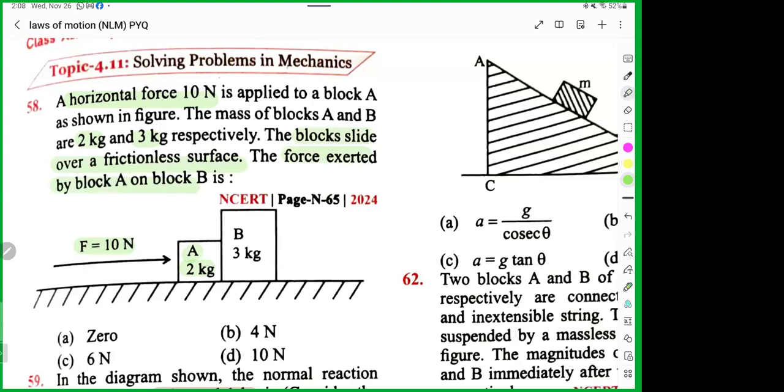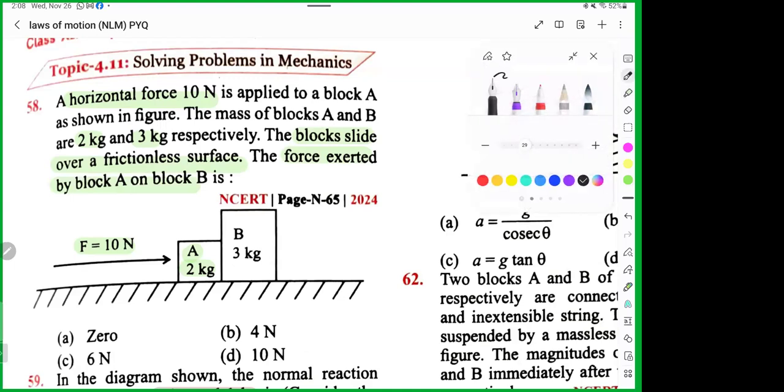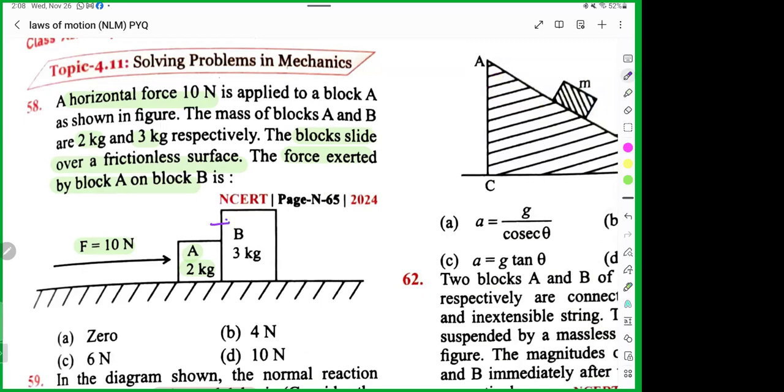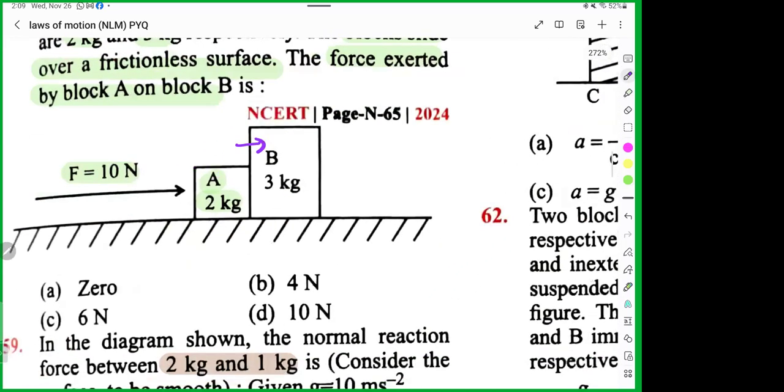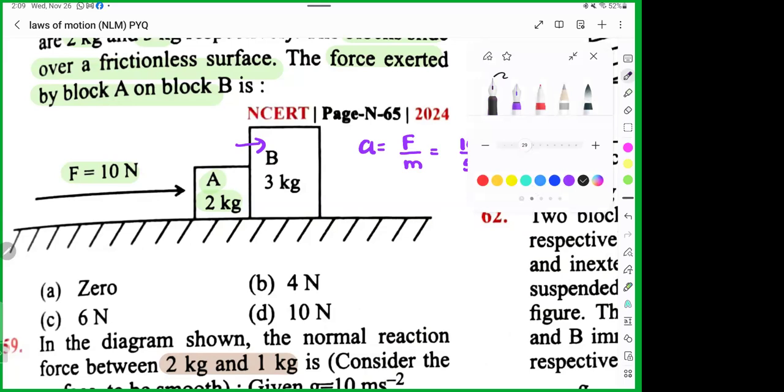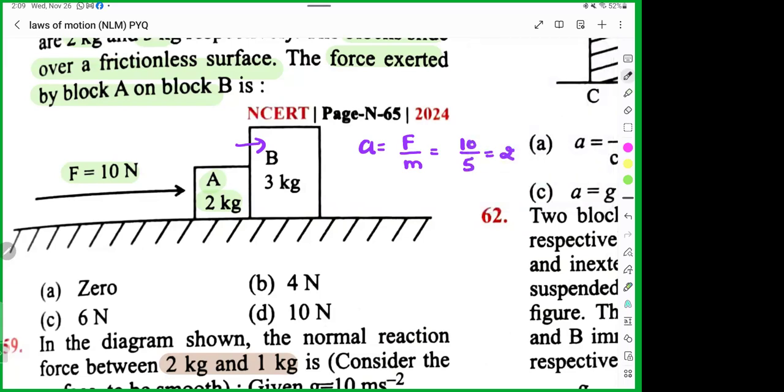A on B. 10 Newton. No, A will not apply 100%, this one is also creating some resistance. How much force is A applying on B? So what will happen? First calculate acceleration. Total force by total mass. Total force 10. Total mass 5. Acceleration 2. I know this. Now look, in this case what will happen? Sir, 6 will come, right sir? I don't know, I have to calculate it now.